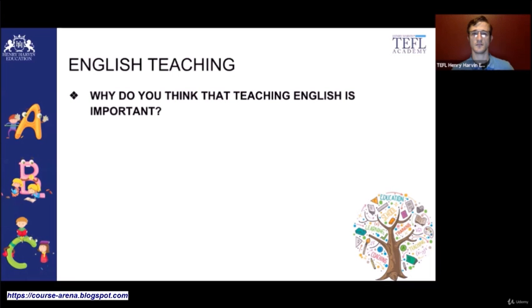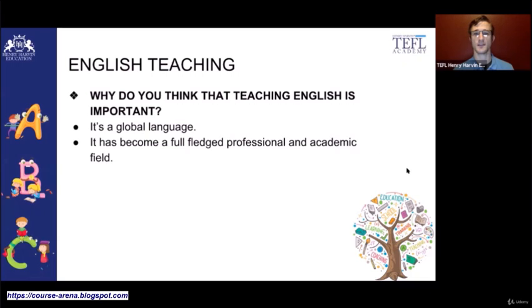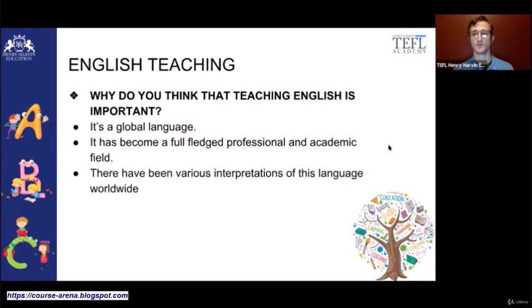Let's talk about English teaching. So why is teaching English important? Why is English important for the international audiences? Well, it's actually a global language. It's become a full-fledged professional and academic field, people studying what English is all about, the history, its development. There have been various interpretations of this language worldwide. It's the need of the hour. Many people are demanding it.